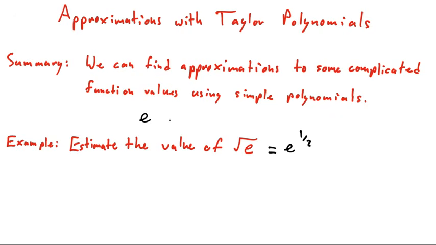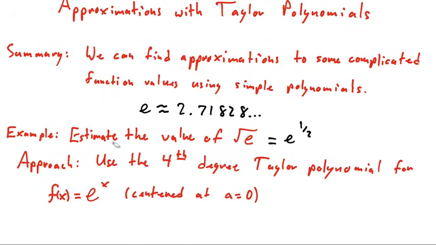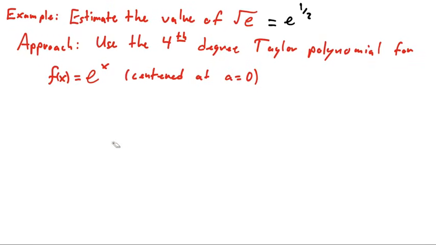Now, e is a transcendental number. It's approximately equal to 2.71828, etc., etc. We could just plug this into a calculator and we'd get a decimal approximation, but how could we estimate the square root of e if we didn't have a calculator? And what is the calculator actually doing to estimate the square root of e? Well, we will see how to estimate this value using something called a Taylor polynomial.